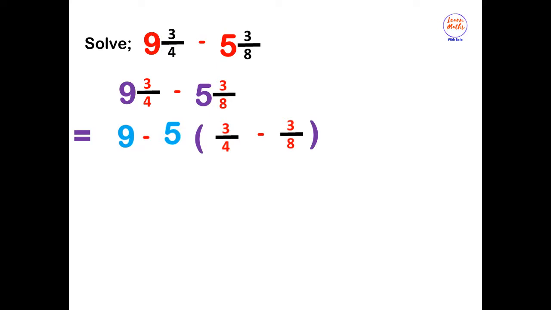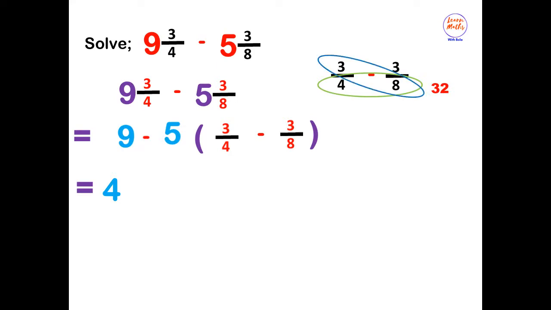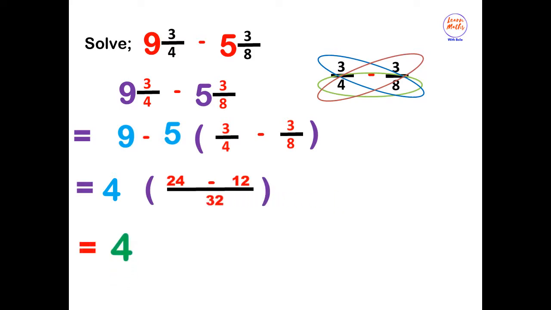Thank you. Let's go back to our fraction. 9 minus 5 is 4. So we go on again to the butterfly method. Addition or subtraction, we still use the butterfly method. 4 times 8 is 32. And 3 times 8 is 24. 4 times 3 is 12. So we bring them together to have 24 minus 12 divided by 32. So we have 4 whole number. 24 minus 12 is 12 over 32.